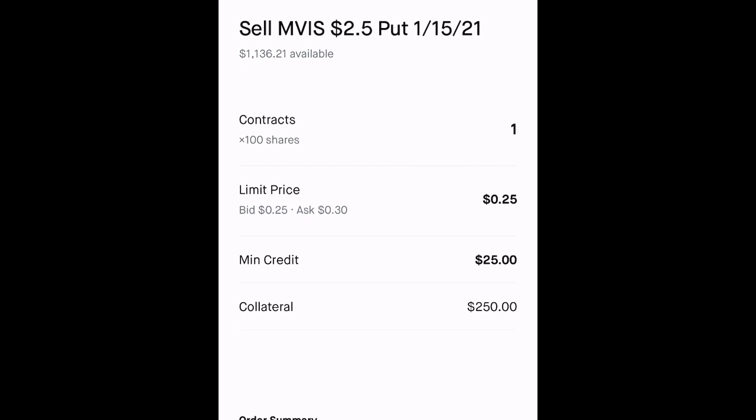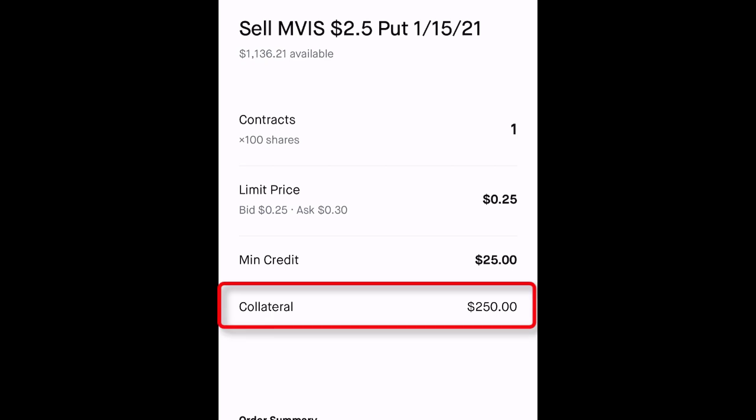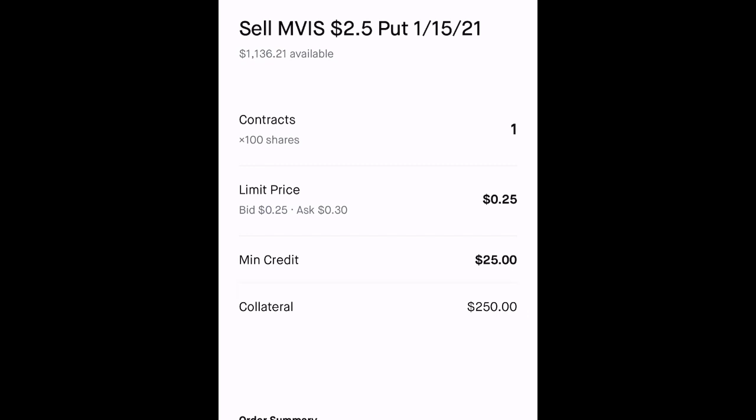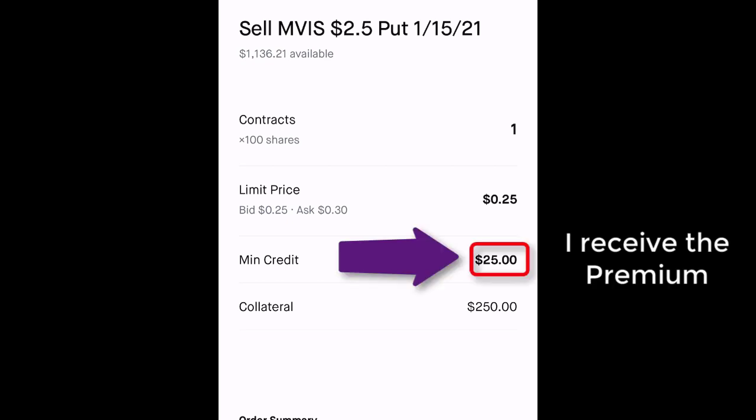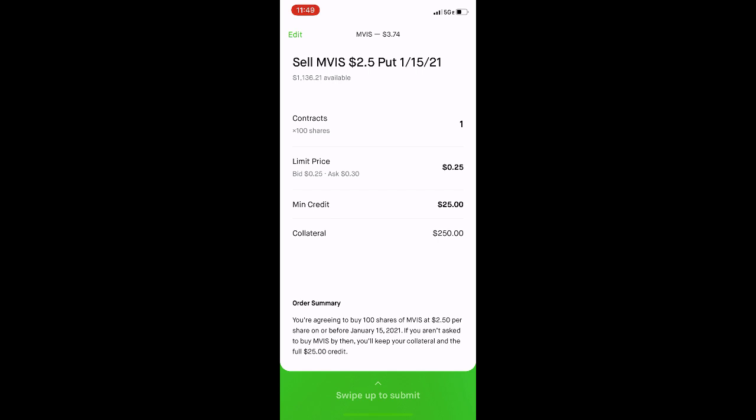For this option contract, I'm going to set aside and reserve $250 as collateral, and that money will be used in case the shares are assigned to me when the conditions of the contract are met. And it's calculated by taking 100 shares times the strike price, which is $2.50. So that's how I come up with a total of $250 for collateral. And in return for this contract, I will receive $25 in premium that I get to keep no matter the outcome of this contract. Okay, so now I'm going to swipe and submit this order.